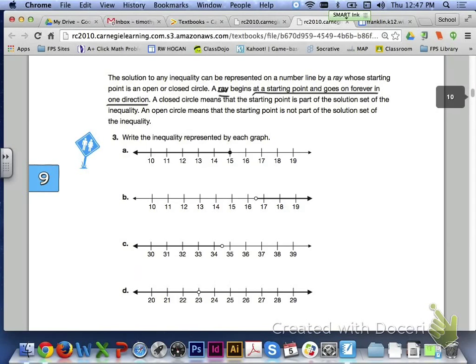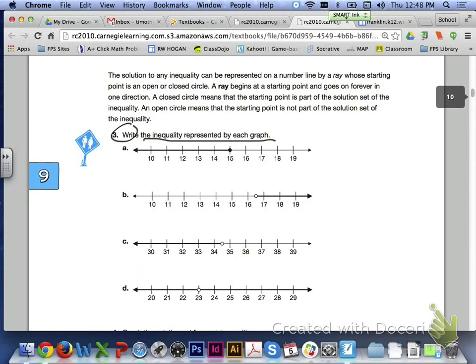At the top of page 612, it says the solution to any inequality can be represented on a number line by a ray whose starting point is an open or closed circle. A ray begins at a starting point and goes on forever in one direction. A closed circle means that the starting point is part of the solution set of the inequality, and an open circle means that the starting point is not part of the solution set of the inequality.